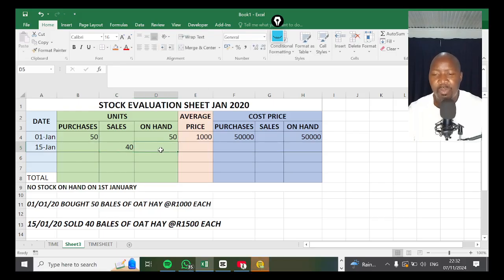Now, because we are selling 40 units, we had 50. We have to reduce our stock. We are selling this 40 from this current 50. So it's going to be 50 units minus 40 units. Then you are left with 10.